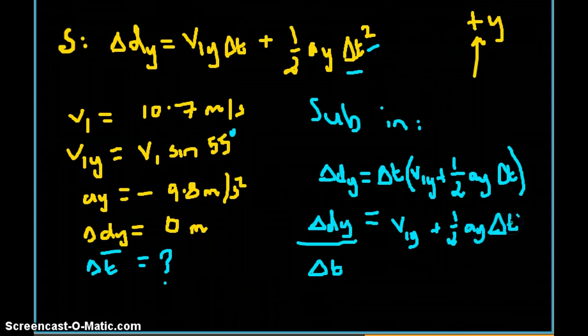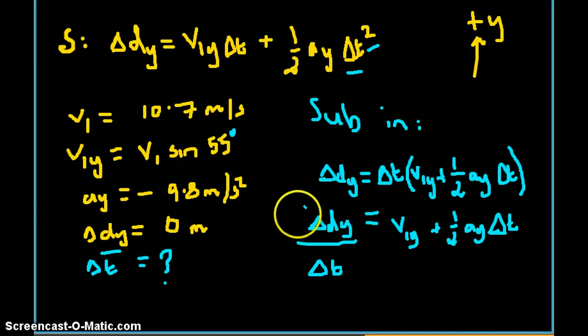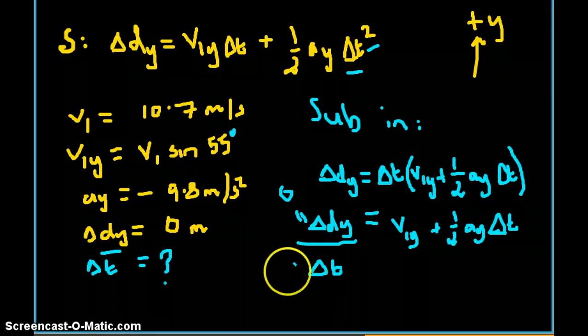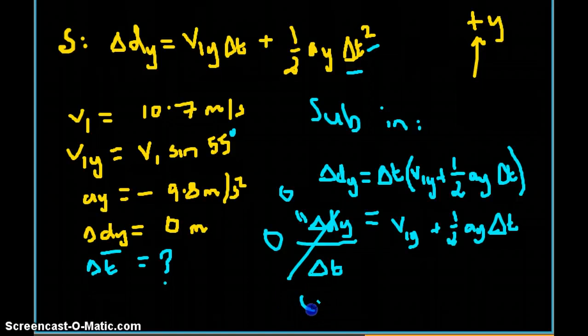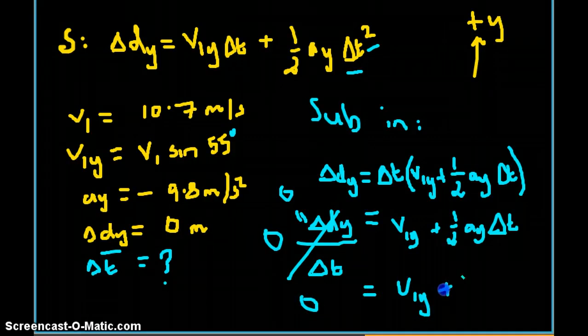Now you're going to be like, oh, we still have two delta t's on each side, so what are we going to do? But recall that this here equals 0, and 0 divided by anything is just going to give me 0. So I'm essentially left with 0 equals v1y plus half ay delta t.